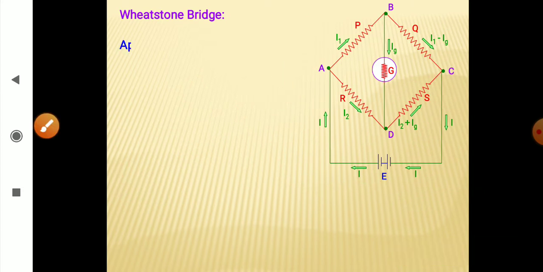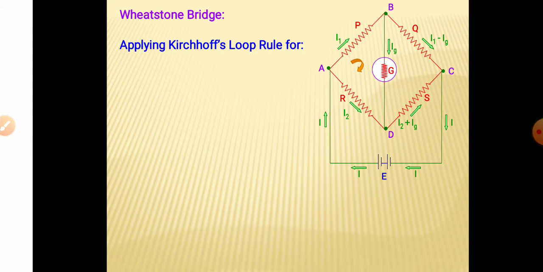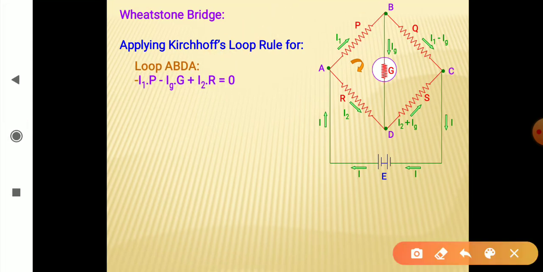So the circuit is complete, and we use Kirchhoff's rule for different loops here. So let us choose this loop A, B, D, A. For this, let us show the higher potential and lower potential. So for P, this current I1 is passing along AB, so higher potential to lower potential. For galvanometer, higher potential to lower potential. For resistance R, this is higher potential, this is lower potential. Remember, current always flows from higher potential to lower potential, right?